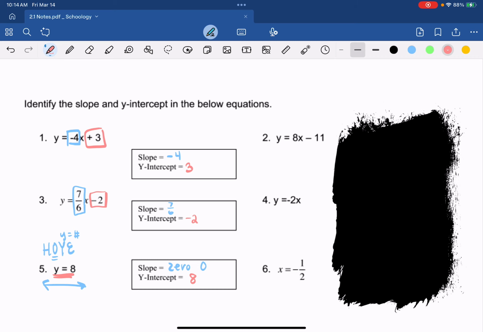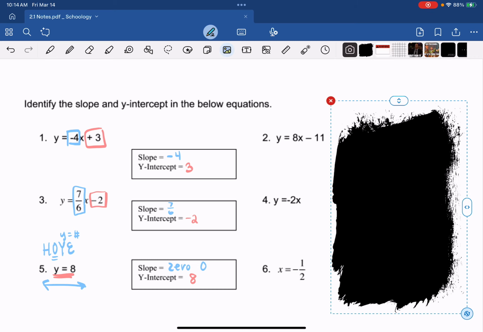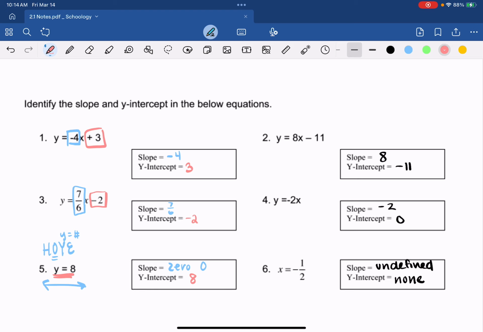All right, hopefully you had time to finish those 3. Here's our slope. Notice undefined. And notice my y-intercept for number 6 is none. If you think about this graph right here, I'm going to be crossing at -1/2. If this is -1, let's just say this is -1/2. Here's my slope. Notice I don't cross anywhere on my x-axis. Okay, it'll never cross the y-axis.